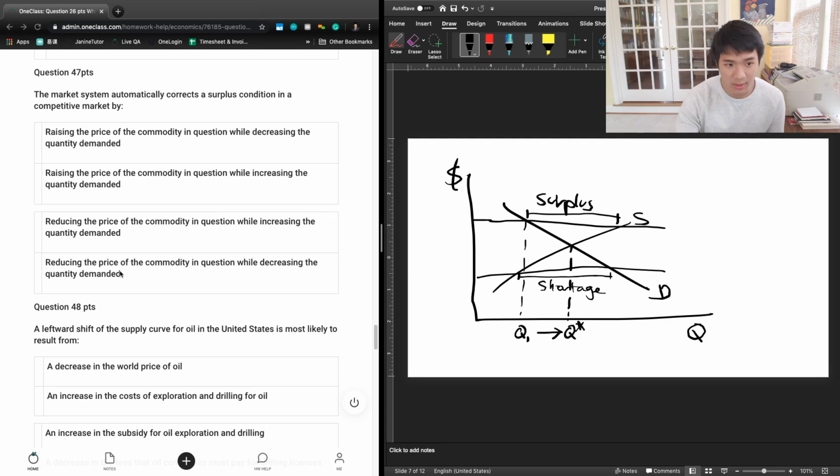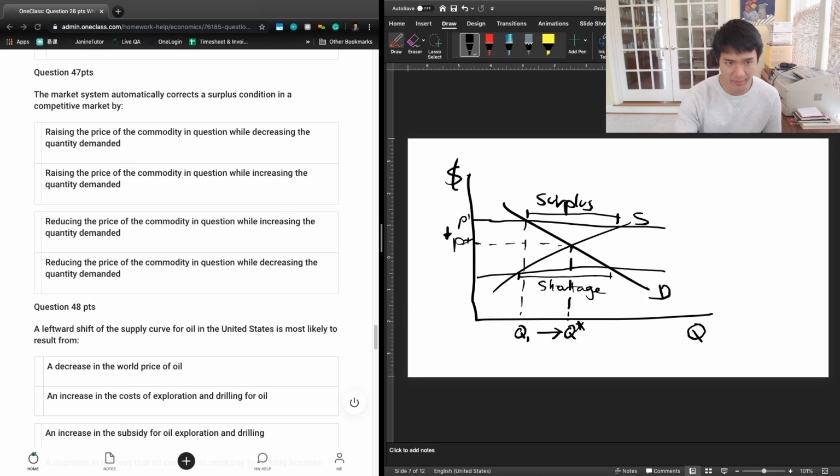We're going to be reducing the price. The price has gone down. I'll draw that out as well. This is P star, the equilibrium price. This is P1, the previous price, and this is going down. So we're reducing the price of the commodity in question, P1 to P star, while increasing the quantity demanded, Q1 to Q star. And so that's going to be the correct answer for this question.